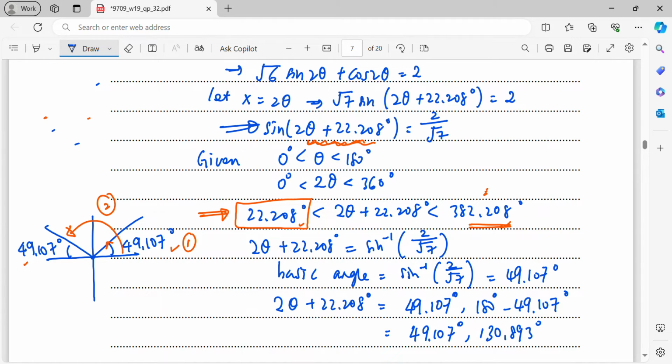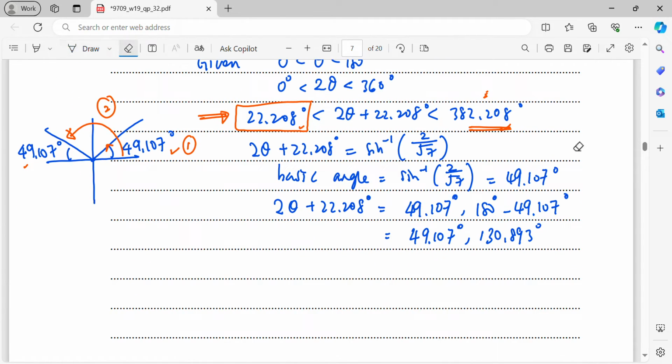And now, when you solve, you need to find the theta value. I need to find 1 theta is how much. So the 22.208 degrees will be moved to the other side. That means it becomes minus. So, when you minus, right, I'm getting 2 theta equals to 26.899 degrees.